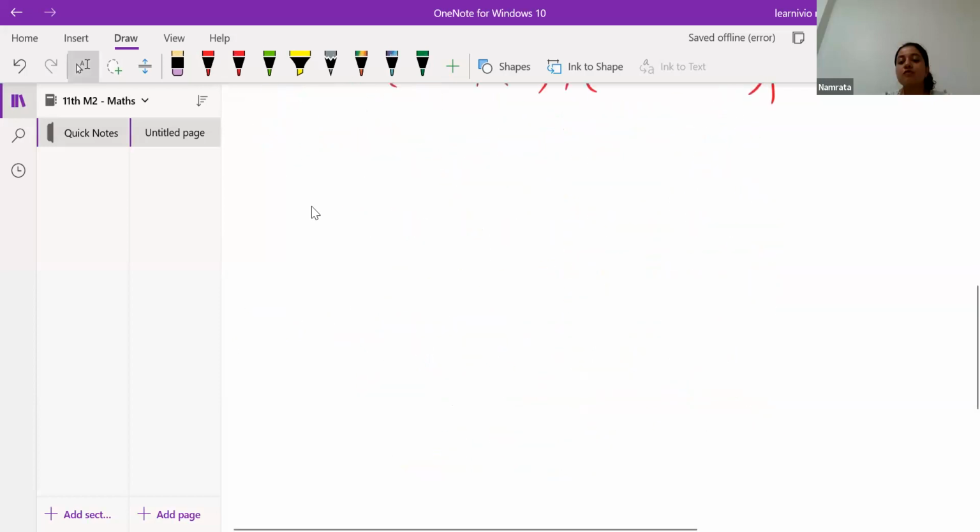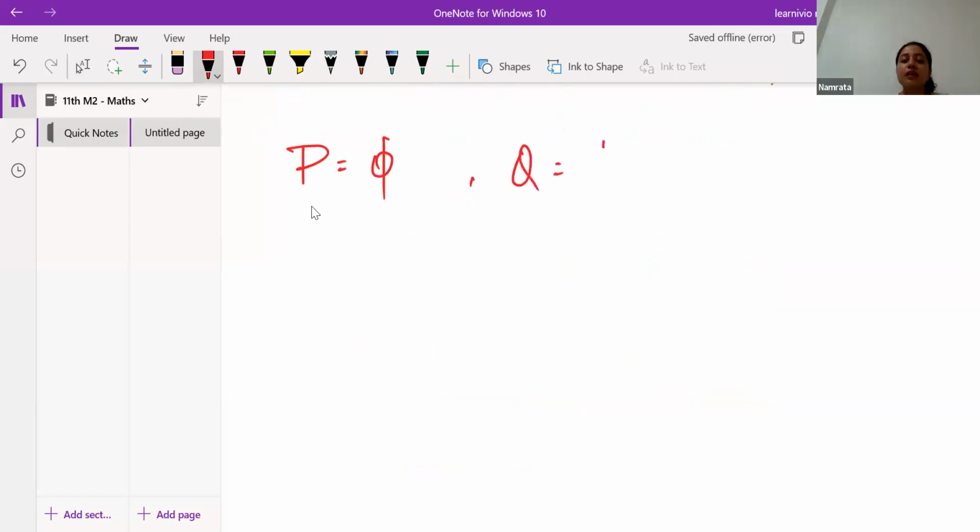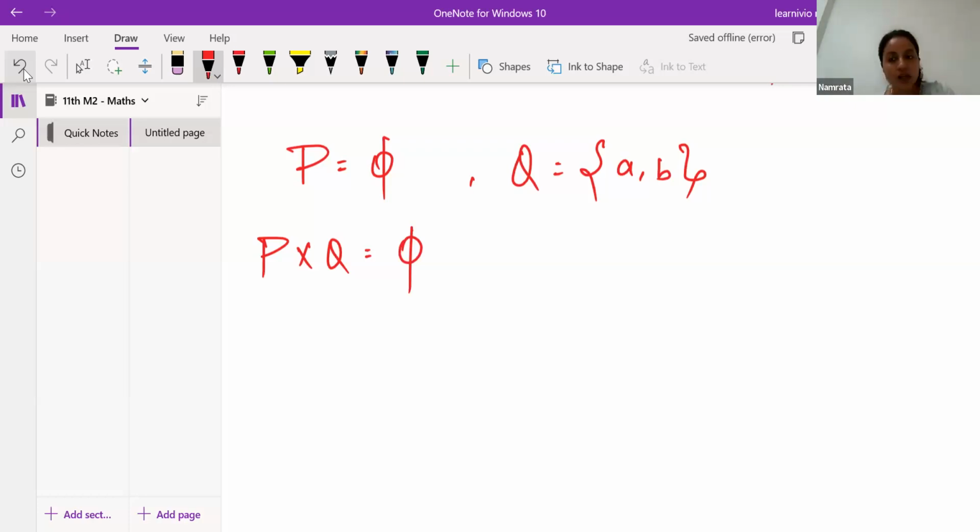Here, if we are having set P as a null set, and suppose we are having set Q as A, B, then can you tell me what will be the product of P and Q, the Cartesian product of P and Q? Whenever we are having any one of the sets as a null set, then the Cartesian product will also be a null set only, because there is nothing in set P, and whenever we make the pairs, it is not possible to make the pairs, right?